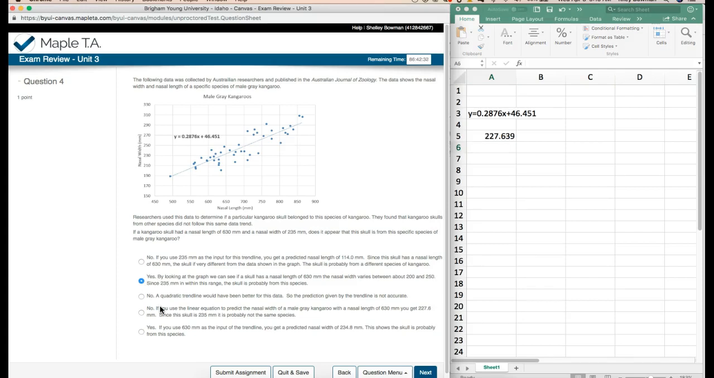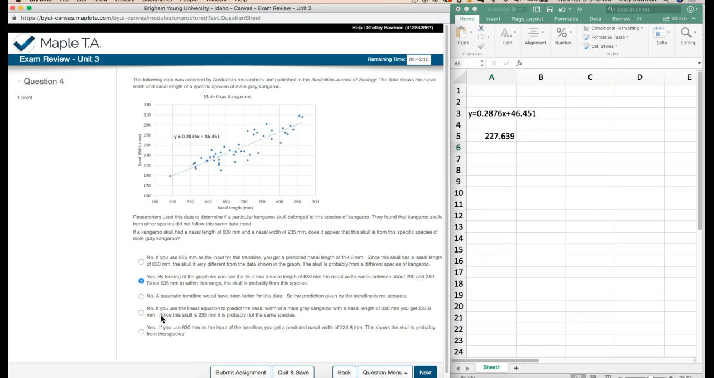The next one, no, a quadratic trend line would have been better for this data. Actually, this is looking really great, very linear from my perspective, so I'm not going to pick that one. I like the linear.